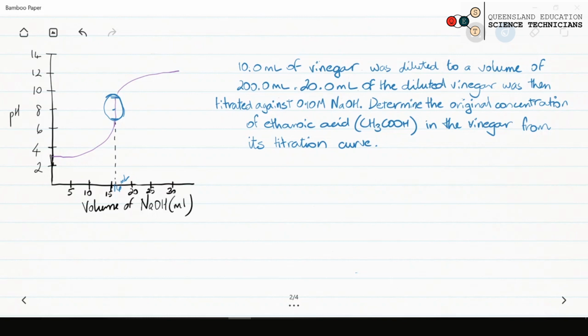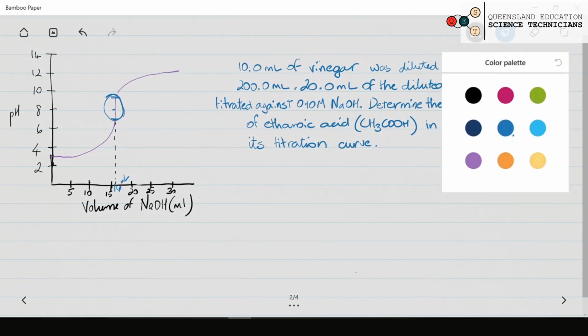This question has also been a little bit complicated in the fact that there's also a dilution. So we don't always have just a straight titration. Sometimes we'll have a dilution. The key to solving these types of questions is to consider everything that was a dilution in one part of the question and do that last, and everything that was the information about the titration, do that first. So I'm going to highlight these in different colours.